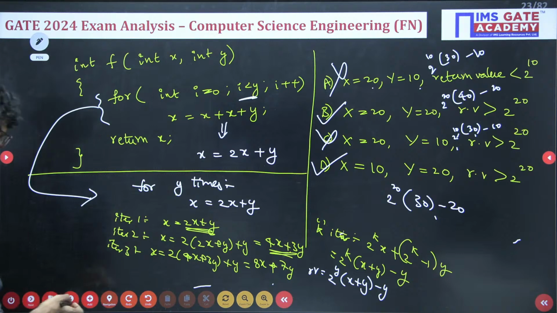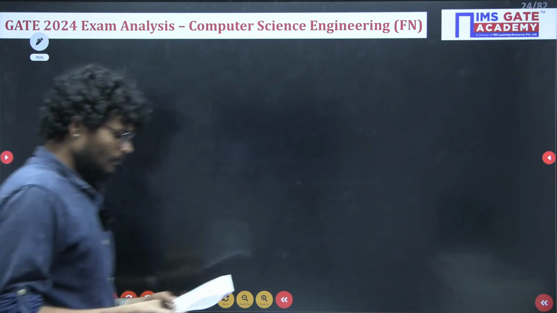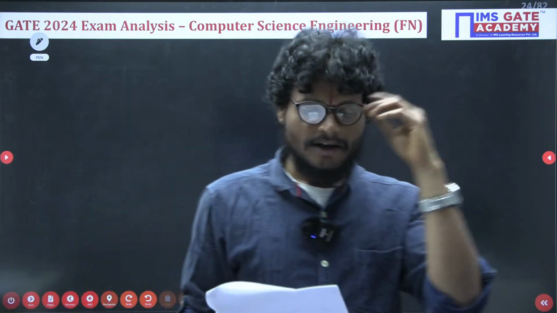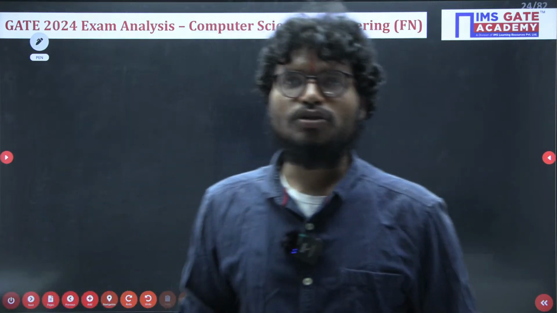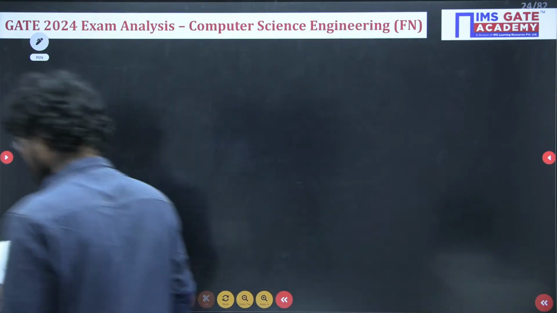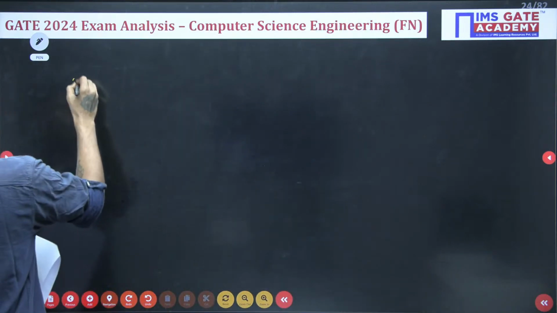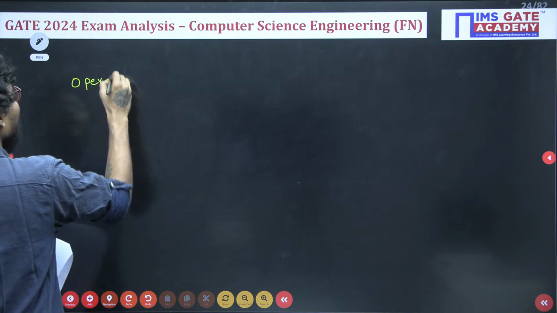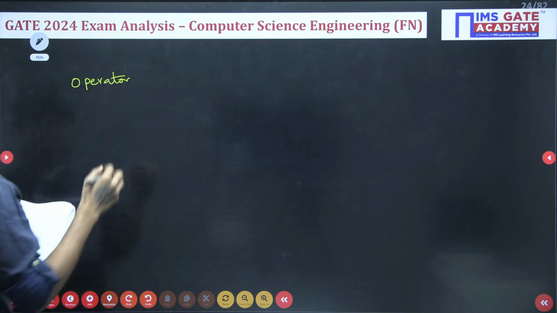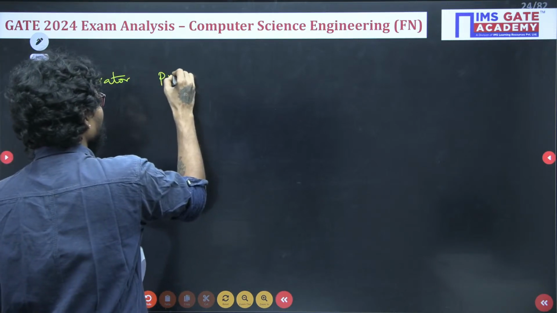Let us proceed. There is one more question based on precedence and associativity rules. So let us solve this. So we are given a precedence table like this.